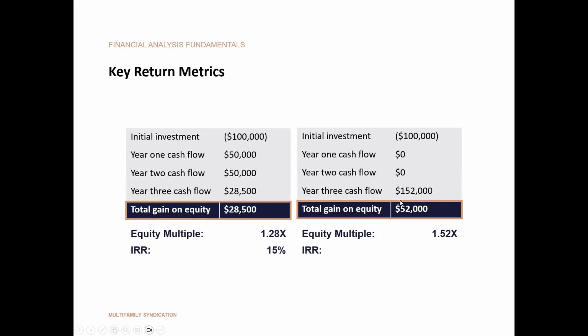So you can see we've returned a lot more capital, dollar for dollar, in this second scenario, but we had the exact same IRR because of the timing of cash flows. This investment returned less to us. We got less money in our pocket, but because cash flows occurred earlier in the investment life cycle, we had the exact same IRR as this scenario.